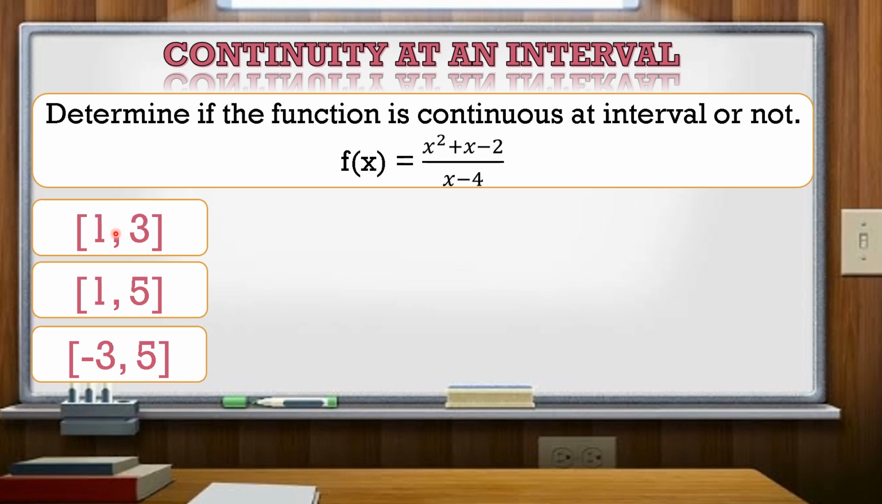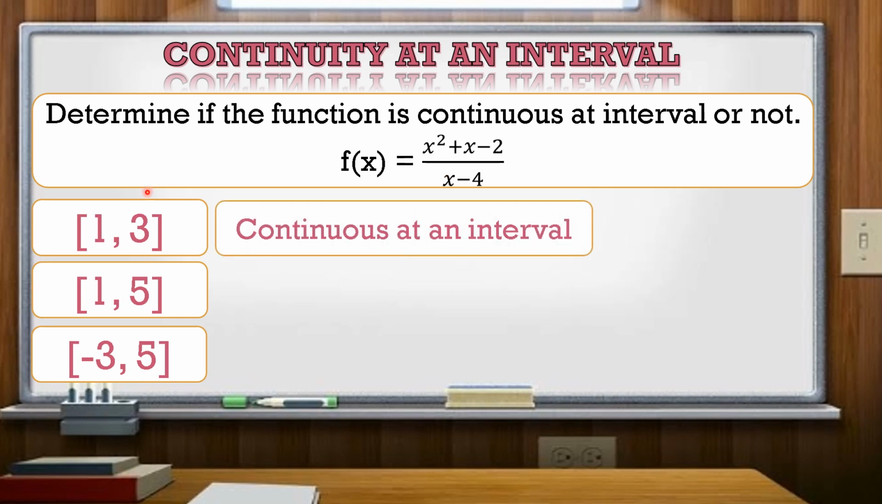Ito muna, 1 and 3, pag sinabing interval 1, 3, kasama yung 1, yun nasa pagitan ng 1 and 3, that is 2, and also your 3. So 1, 2, 3, these are values of your x. So andun ba si 4? Hindi. Thus, continuous at an interval yung function natin. Tuloy-tuloy yung function at 1, 3.